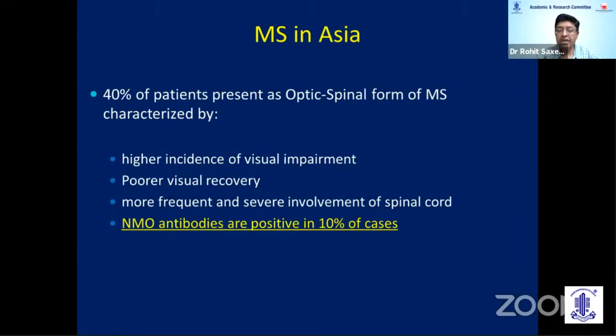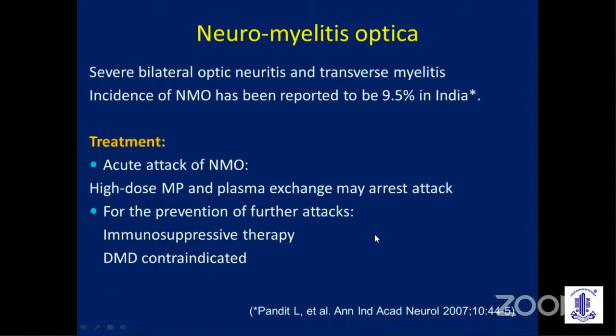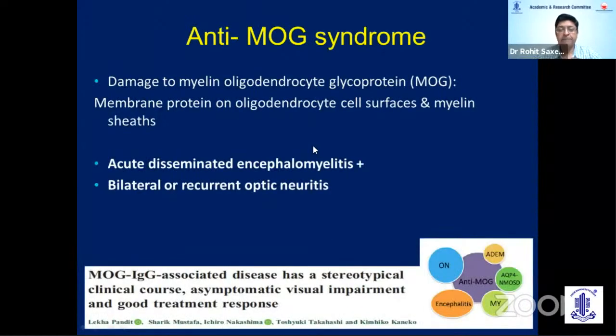The moment the NMO antibody test came, we realized that almost 10% of these patients have NMO antibodies, showing that they are probably NMO spectrum disorder, and they were misdiagnosed as multiple sclerosis. It's very important to diagnose NMO, and of course, Rashmi will be discussing them. Their presentation is different, and their management is very different for the long term. Initial treatment is with high dose methylprednisolone, but for the long term, it's important to have immunosuppressive therapy because disease modifying drugs are contraindicated in these patients.